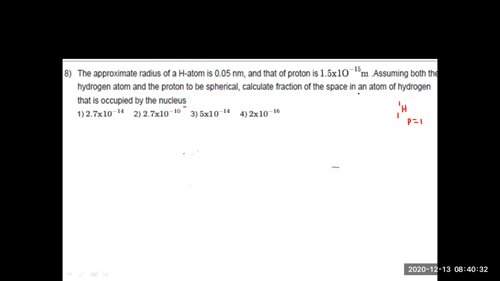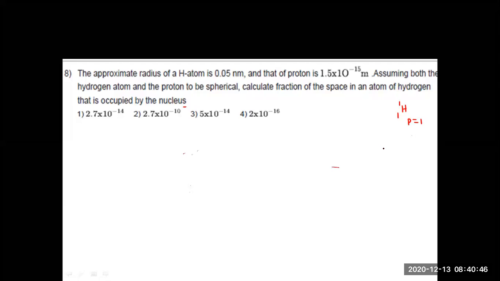Calculate the fraction of the space of an atom of hydrogen that is occupied by the nucleus, means proton. Only one proton is there, no neutron at all. So volume of proton divided by volume of atom. That's all you need to do. You know the formula, 4 by 3 pi r cube.